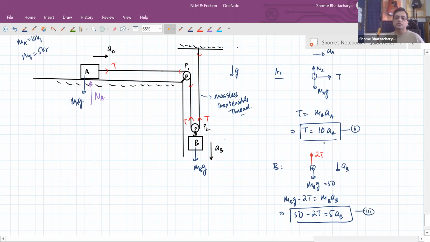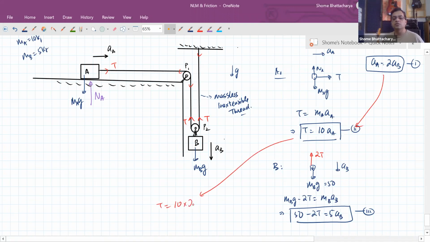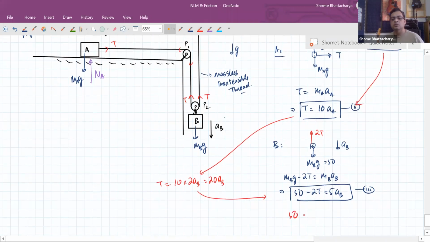And remember, our first equation was the constraint relation: acceleration of A is twice the acceleration of B. So we have to solve this system of equations. We'll substitute this here first, so this equation becomes T is equal to 10 into 2 times a_B, or 20 a_B. Then we'll substitute this here, so this equation becomes 50 minus 2 into 20 a_B is equal to 5 a_B.